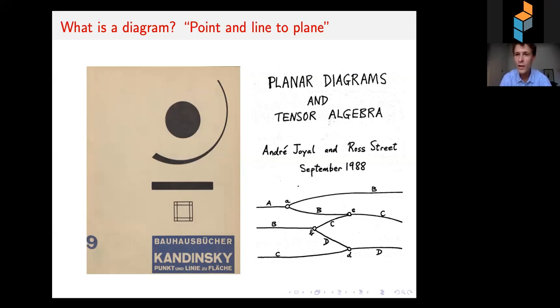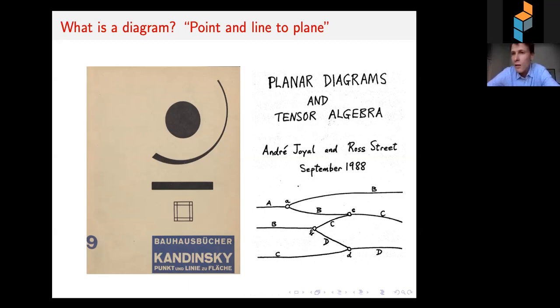And on the right, we have Planar Diagrams and Tensor Algebra, a seminal paper from the 80s by Joyal and Street, where essentially they give a rigorous definition of a class of diagrams that are found in a lot of different sciences with a lot of different applications. The first one being physics. Penrose started drawing these diagrams, and Joyal and Street were the first to give them a formal mathematical definition.